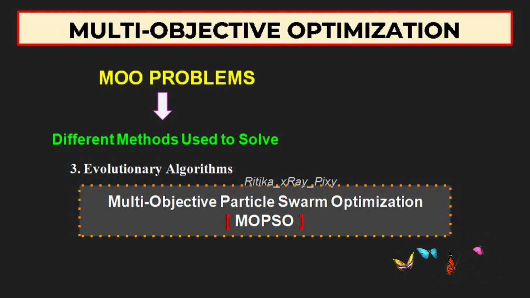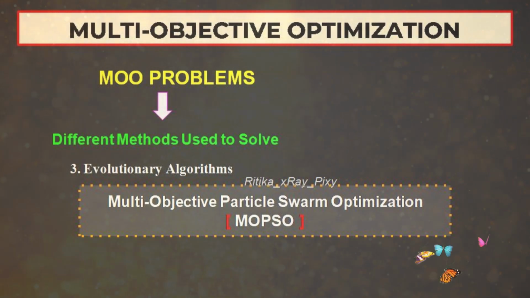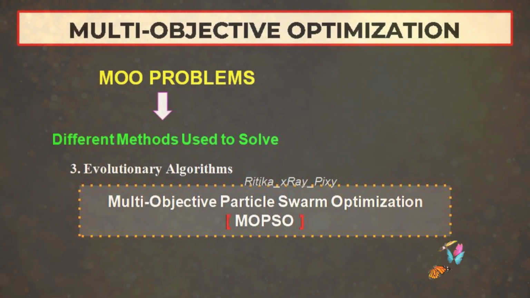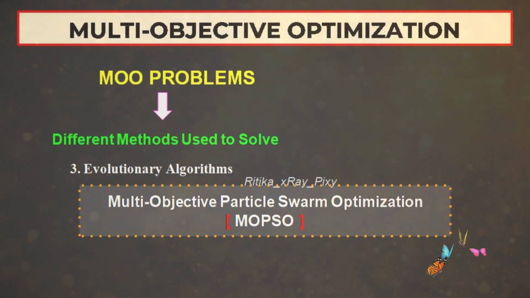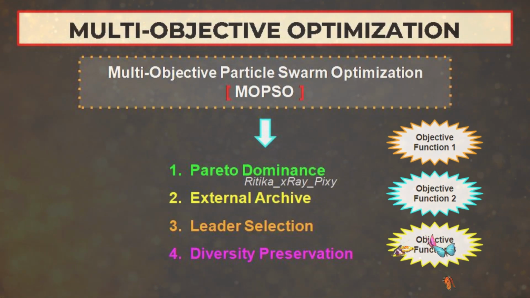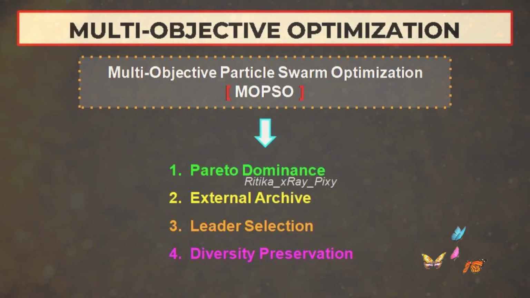Particle swarm optimization we already discussed in previous videos. It is a popular meta-heuristic optimization technique that is inspired by the behavior of birds in real life. And to obtain a set of Pareto optimal solutions, we can further modify PSO for multi-objective optimization problems. So if you want to apply PSO to a multi-objective optimization problem, we have to make certain modifications. Different modifications are required here.